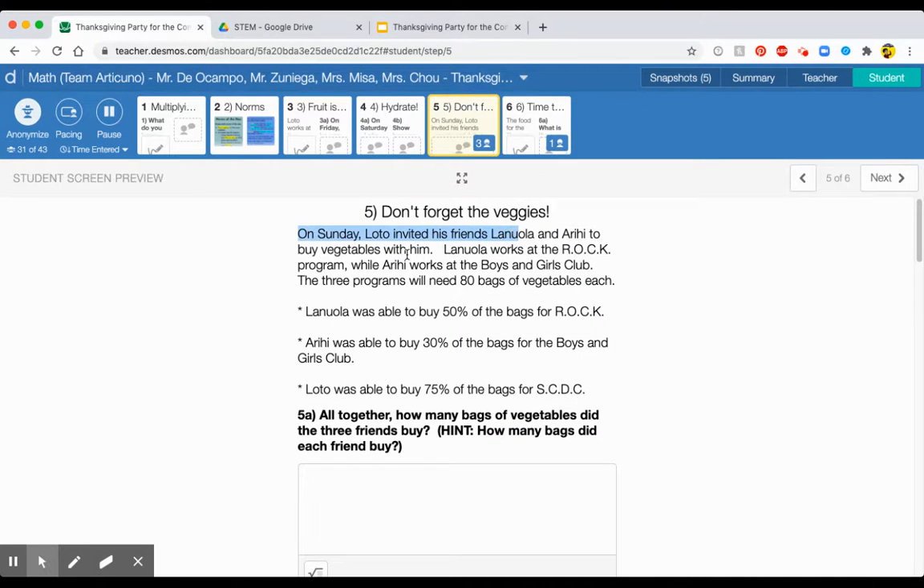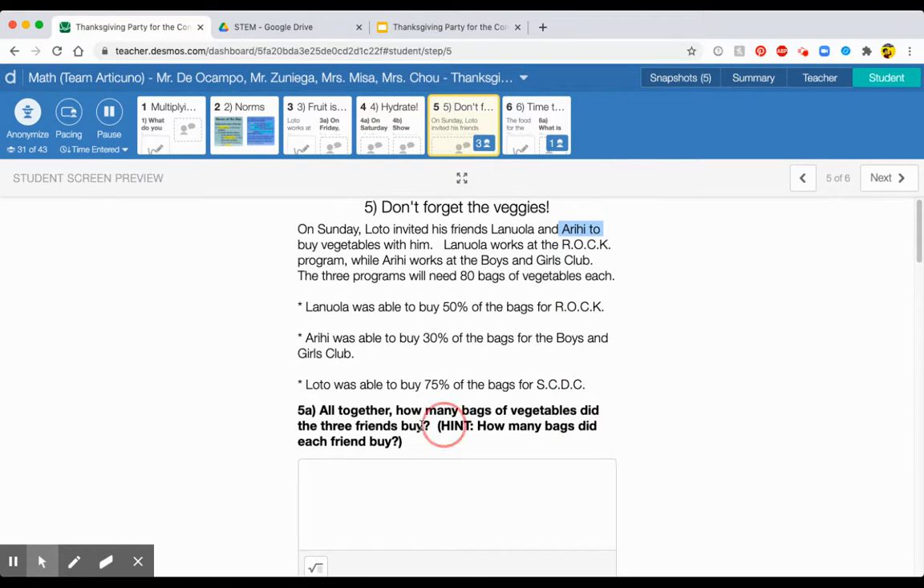Don't forget the veggies. On Sunday, Loto invited his friends Lanoola and Arihi to buy vegetables with him. Lanoola works at the Rock program, while Arihi works at the Boys and Girls Club. The 3 programs will need 80 bags of vegetables each. Lanoola was able to buy 50% of the bags for Rock. Arihi was able to buy 30% of the bags for the Boys and Girls Club, and Loto was able to buy 75% of the bags for SCDC. Altogether, how many bags of vegetables did the 3 friends buy? Hint, how many bags did each friend buy?